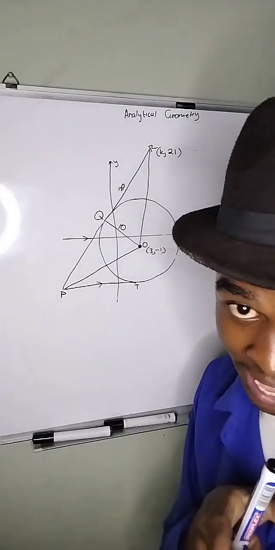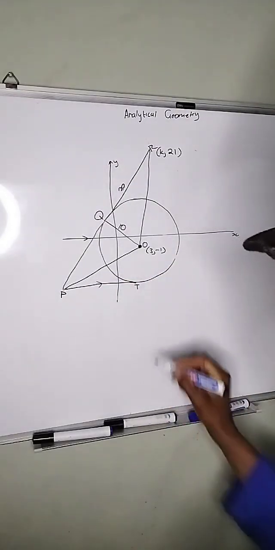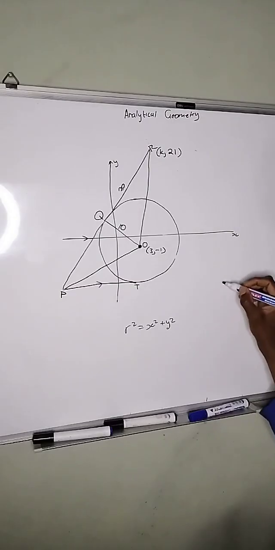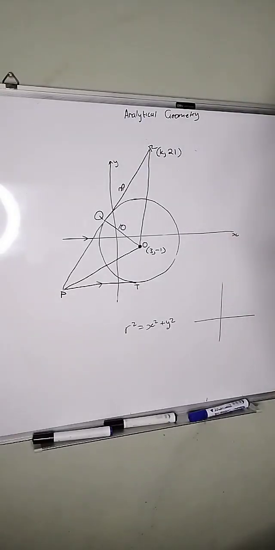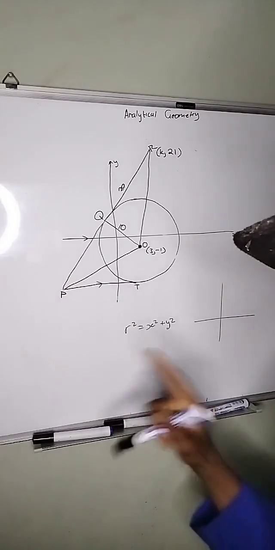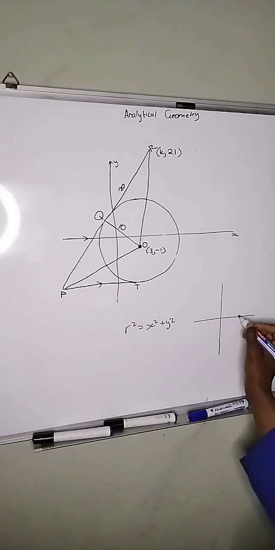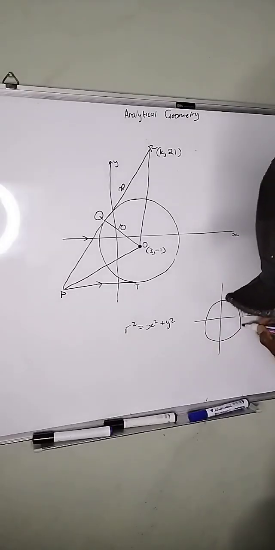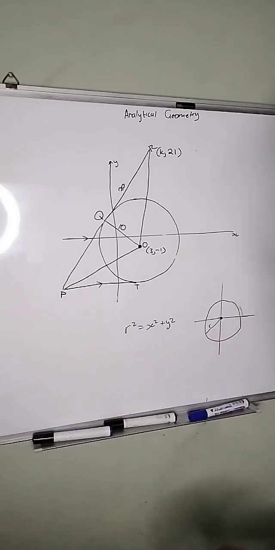The mother. Yes, the mother. Thank you very much. So it's going to be R squared equals X squared plus Y squared. So this is the formula of what? Of the circle with the center. What is going to be the center of this circle? Thank you. It's going to be the origin. The origin is going to be the center of this circle. The radius is going to be R, right?